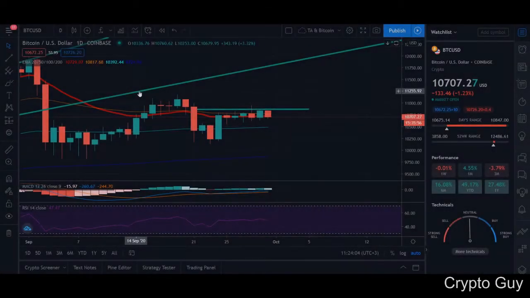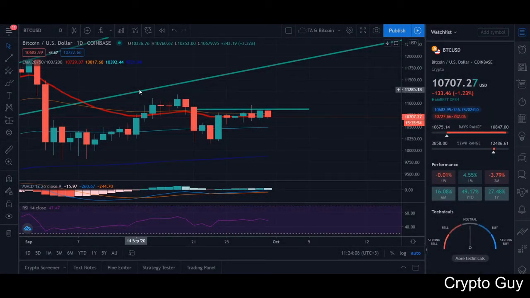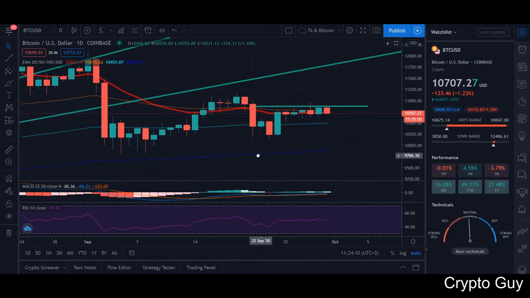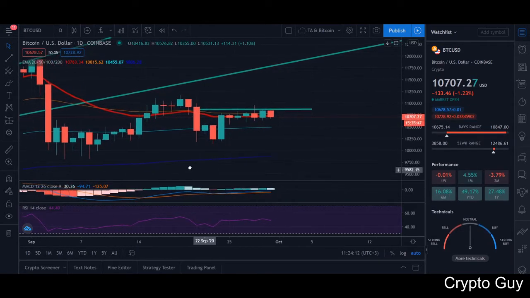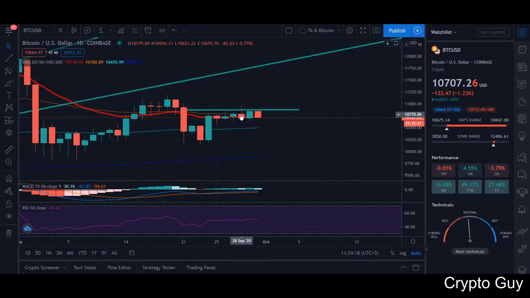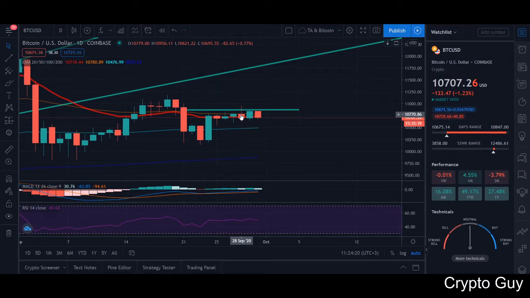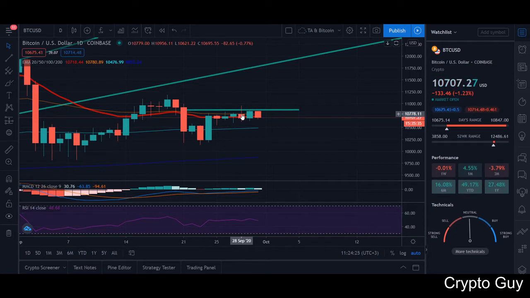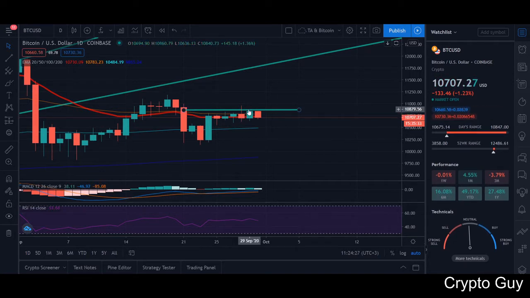So first of all, we are going to talk about Bitcoin technical analysis. Here is the 1 day chart. You can see it's the Bitcoin US dollar 1 day Coinbase chart, and I made my previous video here on 28th of September, and I told you the bearish and bullish target of Bitcoin. In that video I told you that there is a possibility of Bitcoin going up to 10,850 US dollar, and that's what happened. That met my bullish target.